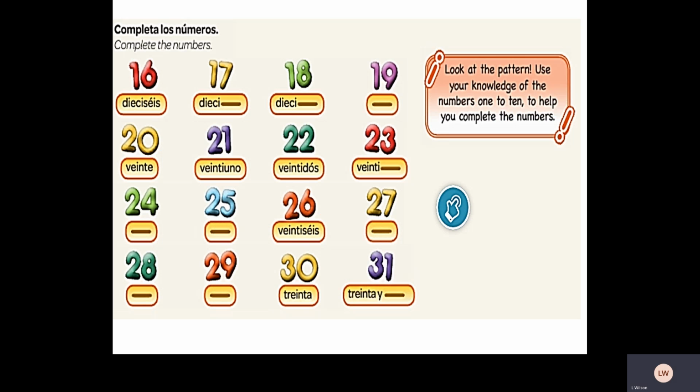Okay, so now that those are the months of the year, now we need to finish our numbers. We need to finish numbers up to 31. So I'm going to let you spend 5 minutes having a look at the numbers on the board and seeing if you can complete 16 to 31 on your sheets of paper using your knowledge of 1 to 10. And we'll go through the answers in 5 minutos.